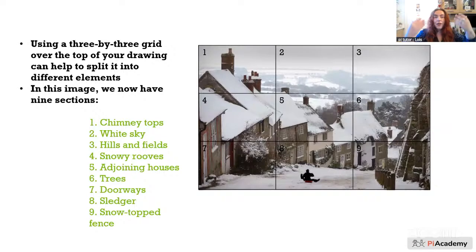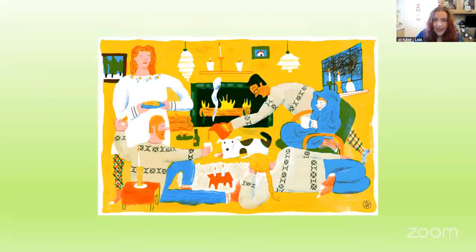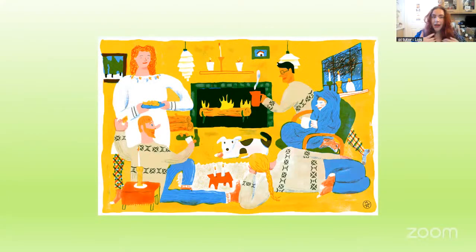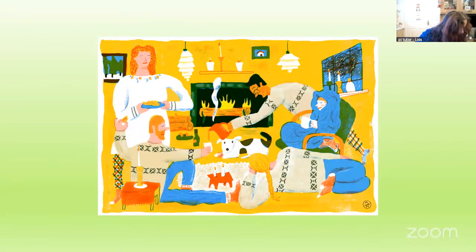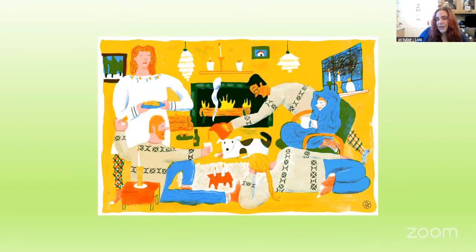So I'm slowly zooming in as the description develops. Here's an example picture here, okay? And I've written one for this. I'll show you my example in a second, and then you're going to try another one in just a second. So here's the image, and I know this one's moving, and they wouldn't usually be moving, but I thought this was quite nice. So imagine that you were given this picture.